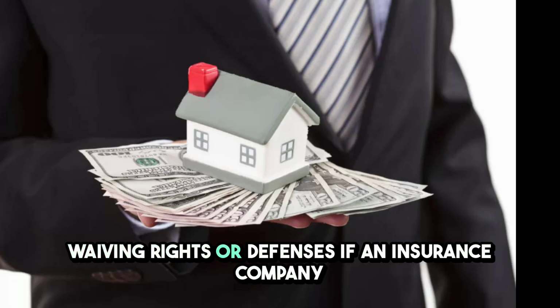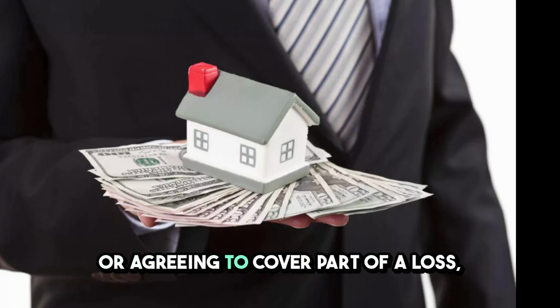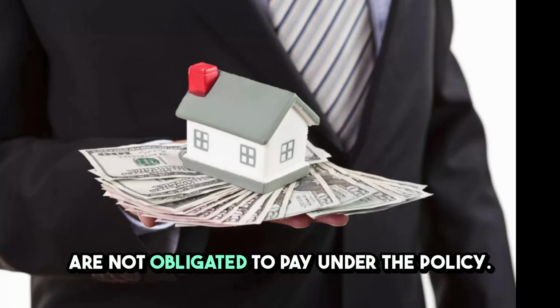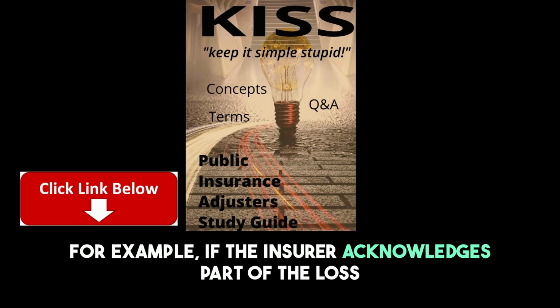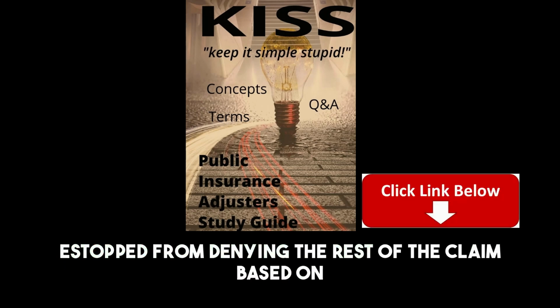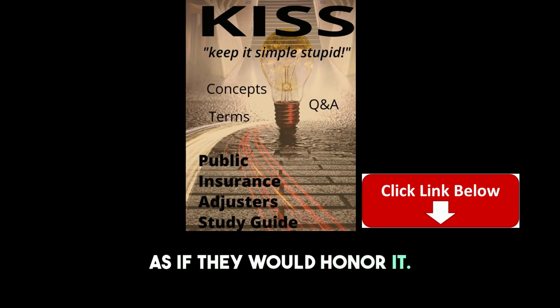3. Waiving rights or defenses. If an insurance company or policyholder takes certain actions, like offering payment or agreeing to cover part of a loss, estoppel could prevent them from later claiming they are not obligated to pay under the policy. For example, if the insurer acknowledges part of the loss and pays a portion of the claim, they may be estopped from denying the rest of the claim based on the same cause or issue, if they have already acted as if they would honor it.